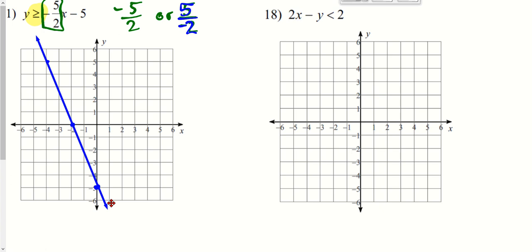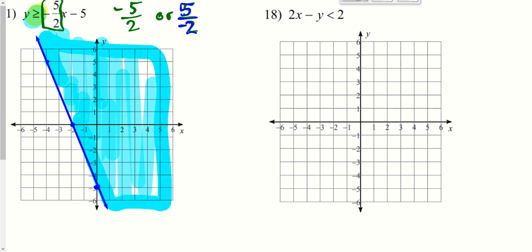And because it's an inequality, we need to shade. Now, once again, this is a greater than, so you got to shade above the line. You got to shade all the y's above that are larger than or greater than your line. So that's shading everything above your line. And so it would look like this.